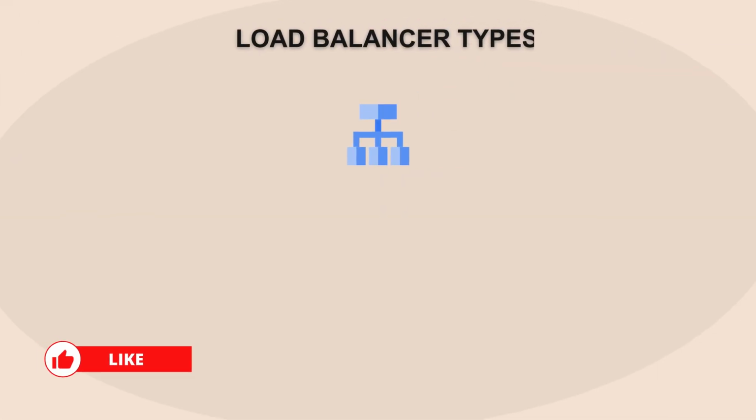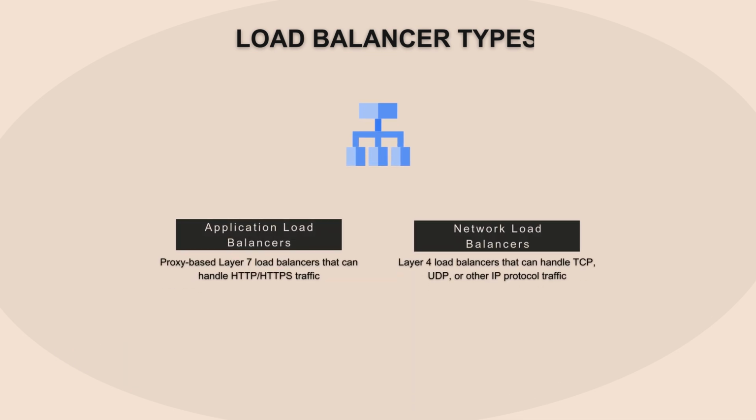GCP offers a variety of load balancers tailored to different traffic types and use cases, broadly categorized into application load balancers and network load balancers. These categories are further divided into external and internal load balancers, with additional distinctions based on the scope of traffic distribution like global, regional, or cross-region.